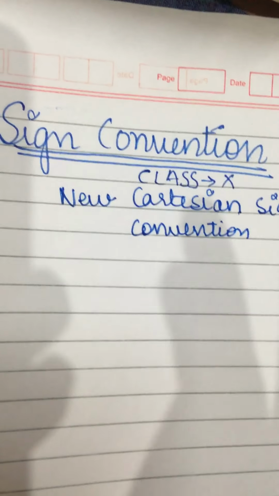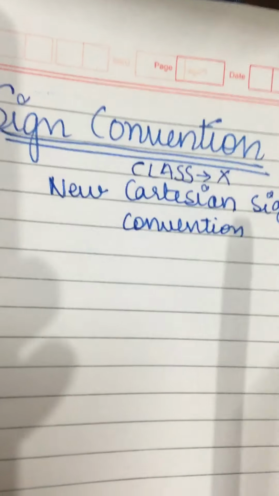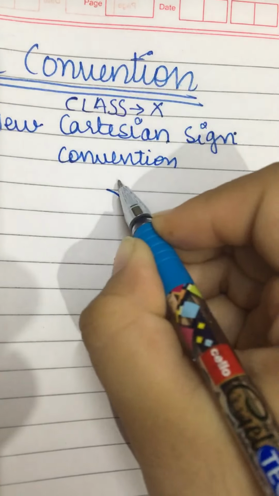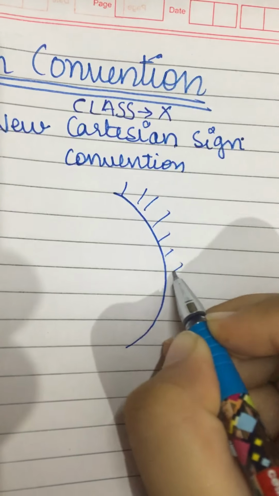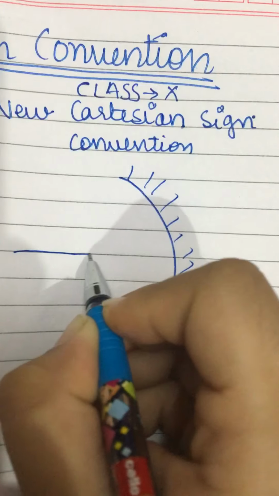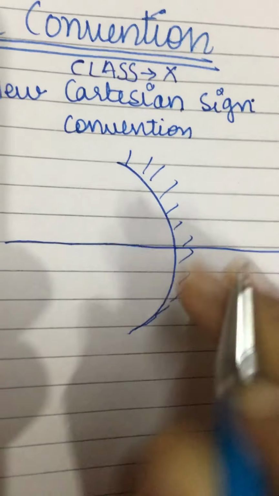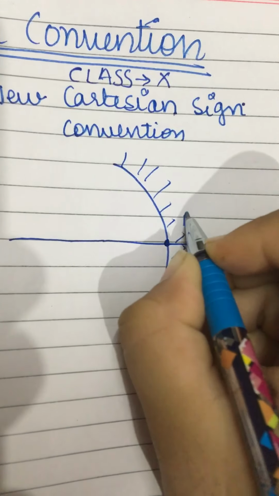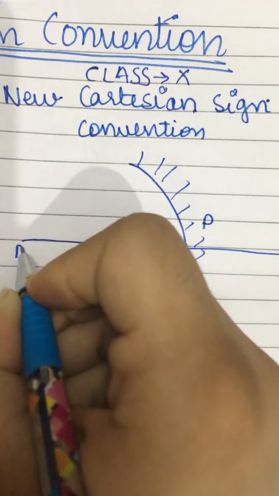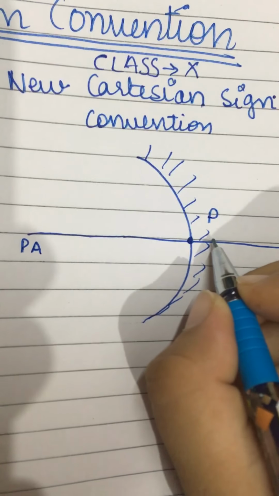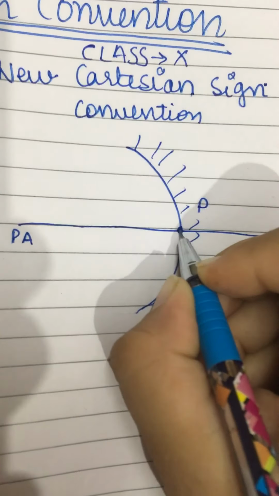So what is the sign convention? In sign convention, let us take a concave mirror. This is the principal axis. This is a rough diagram. This is the pole of the mirror. This is the principal axis, and the pole of the mirror is always taken as the origin.